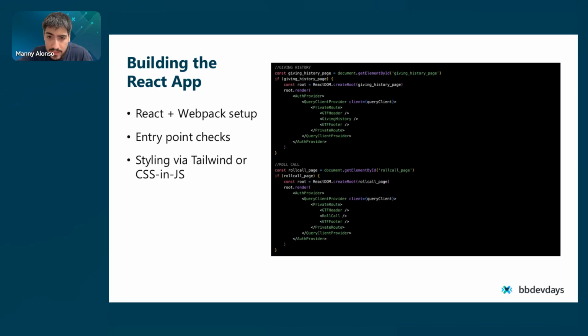Let me see if there's anything else valuable here. Yeah, you can see the const root equals ReactDOM.createRoot. And that just looks for, at the top there, the document.getElementById, giving history page. That's the div that we create in BBIS. And so this is the React code. If it finds that div, then it calls root.render, which is, in this case, our GTF header, our giving history component, and our footer component, and injects all that into that div, and that's our React code.